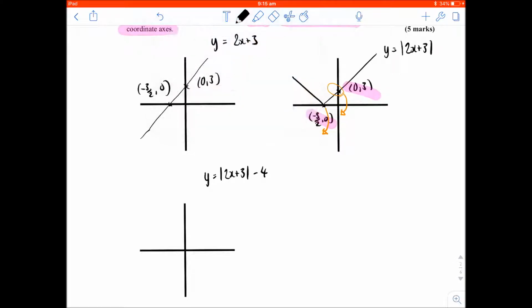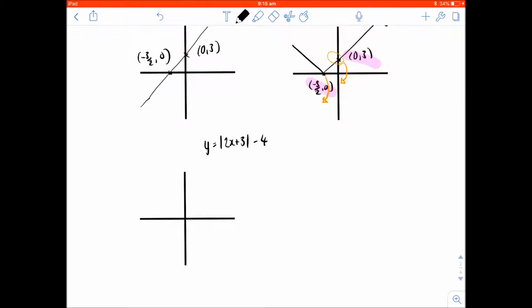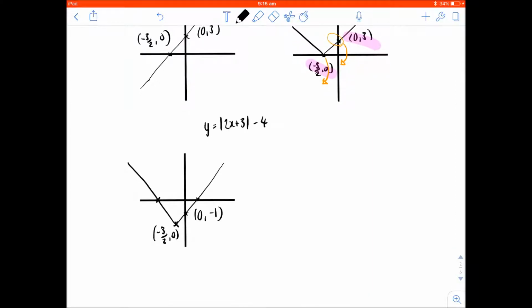So what we can do is draw that in, and we can say that our graph's going to go down to here and then across and up. And so labelling our points, this point is now (0, -1) as it's gone down by 4. That is now (-3/2, -4) for the vertex, but I now have 2 new points that I need to find. Seeing as this is where it crosses the x-axis, that is where y is equal to 0, so we're going to look at solving 2x + 3 - 4 = 0.